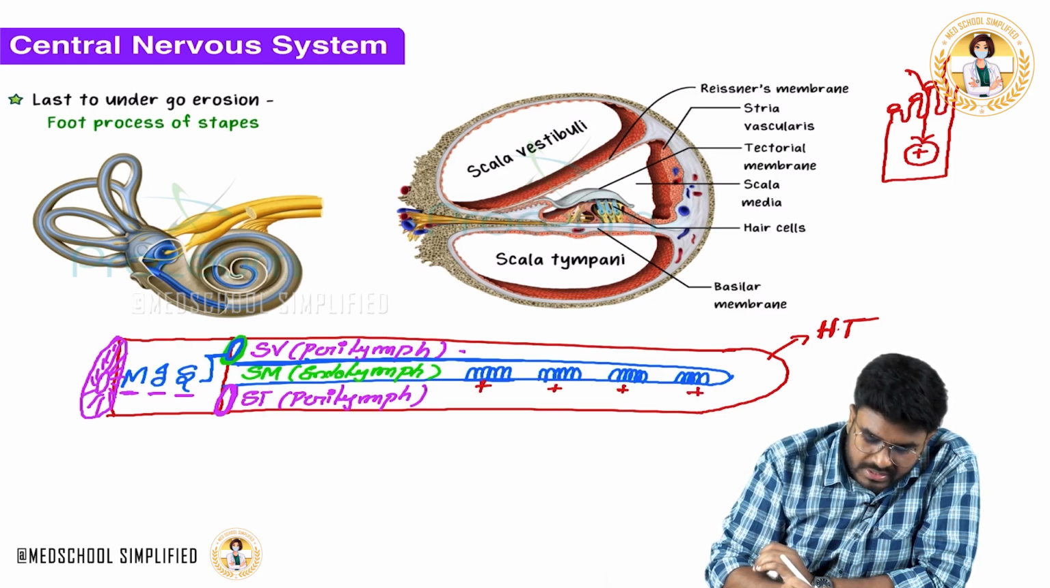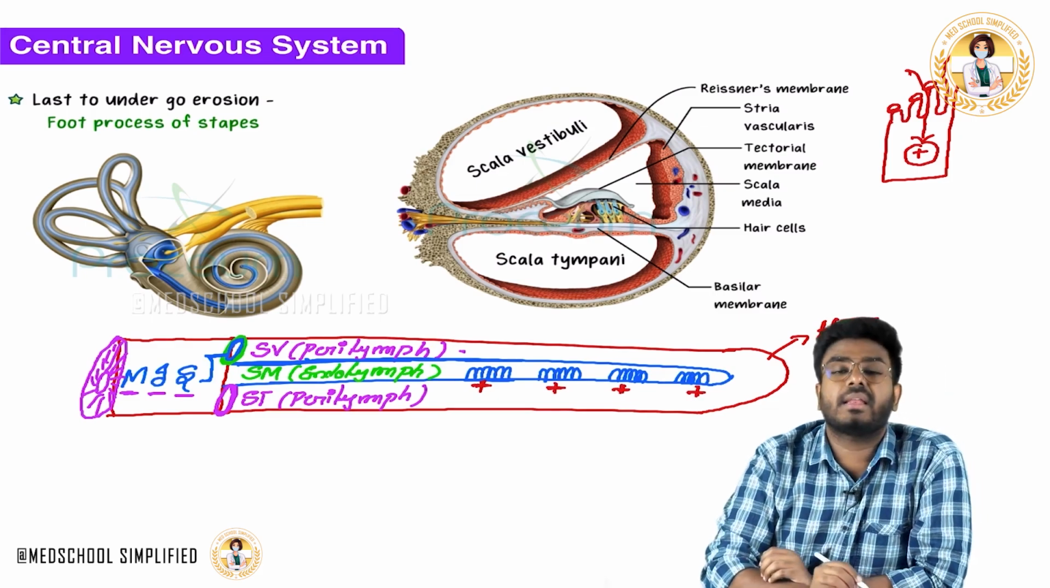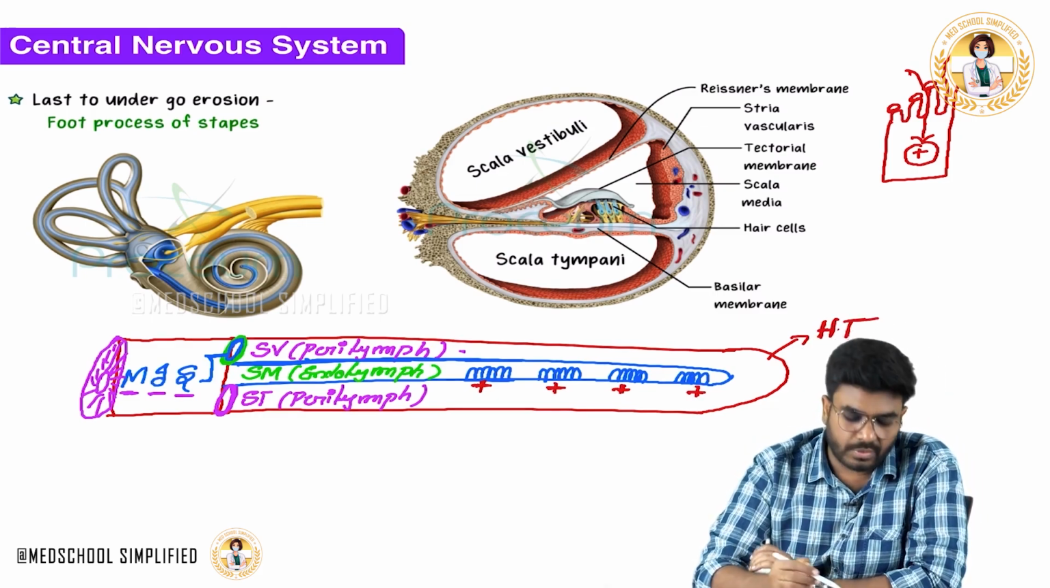So now tell me, what are the receptors of sound? The receptors of sound are inner hair cells. So again, in a very simple way.